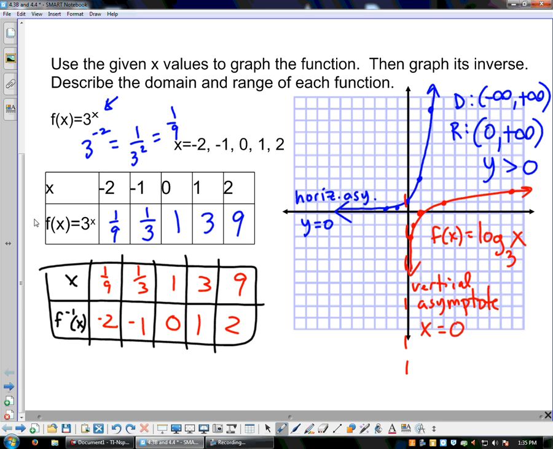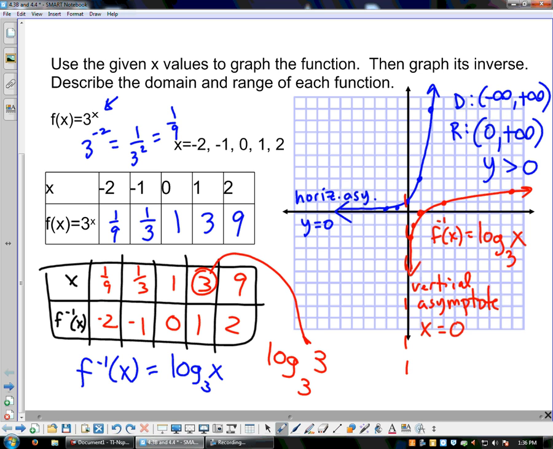And just to test a few points there, if that really is our function, if f inverse of x is equal to log to the base 3 of x, then if I was to plug in, for example, 3, what's log to the base 3 of 3? I'm plugging this 3 in right here, and this is saying, if I take 3 raised to what power will I get 3? And the answer is 1, so it does work.